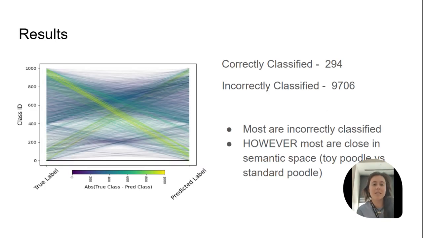So our results basically showed that almost all of the images were incorrectly classified. As you can see, there were only 294 that were correctly classified. However, most of them are close in their semantic space, even when they are misclassified. For example, the correct class is toy poodle, and instead it's predicting it to be a standard poodle. And you can see this in this little results figure that more purple is more semantically similar, and more green means it's further apart.